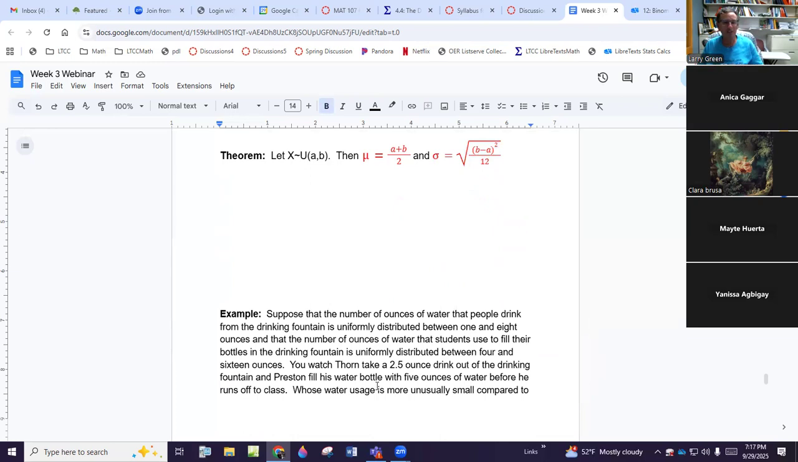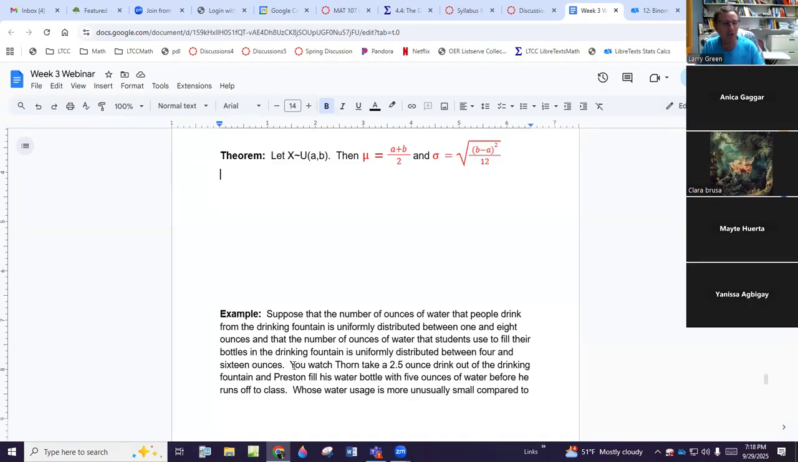Suppose that the number of ounces of water people drink from a drinking fountain is uniformly distributed between 1 and 8 ounces, and the number of ounces of water that students use to fill their bottles at the drinking fountain. Here we go. This has water in it. So the idea is I drank a bunch, and I say, I think I want to fill it now that I've drunk some so I don't run out later. It's not always going to be the exact same amount. But let's suppose that that is uniformly distributed between 4 and 16 ounces.